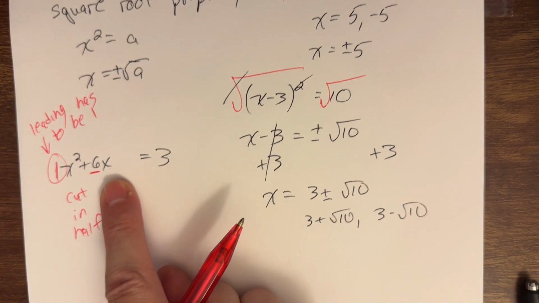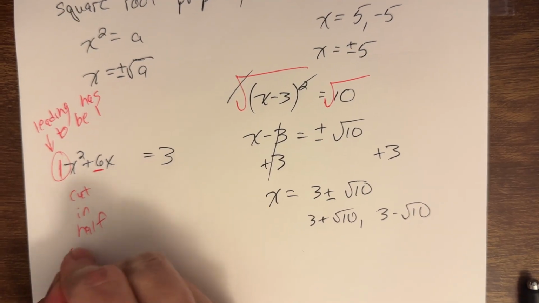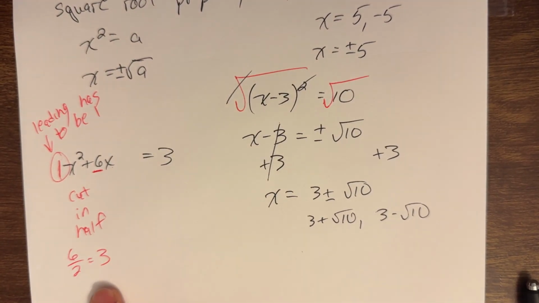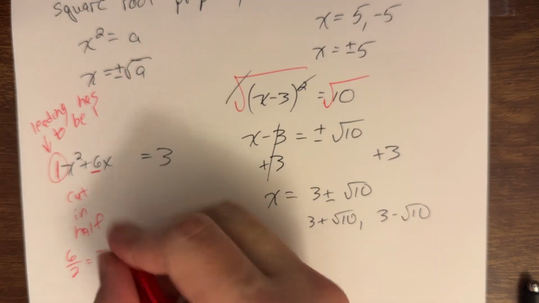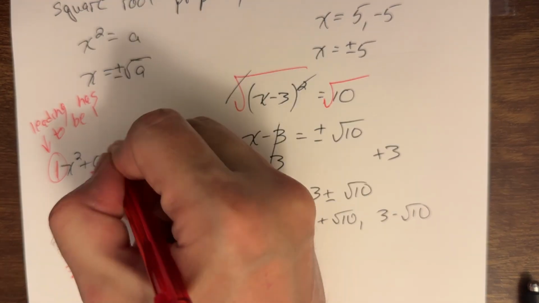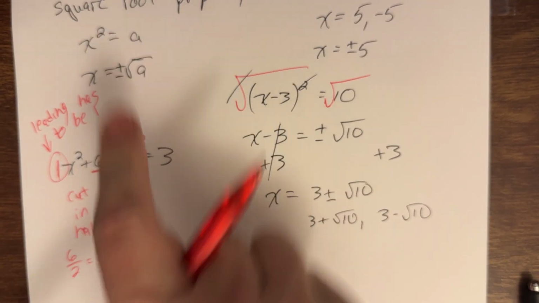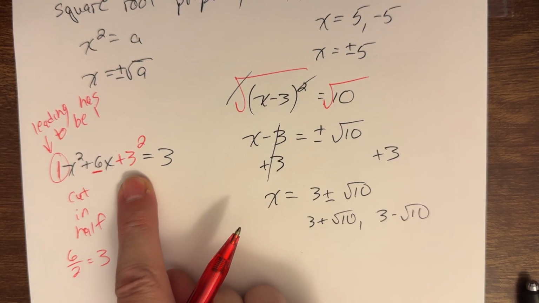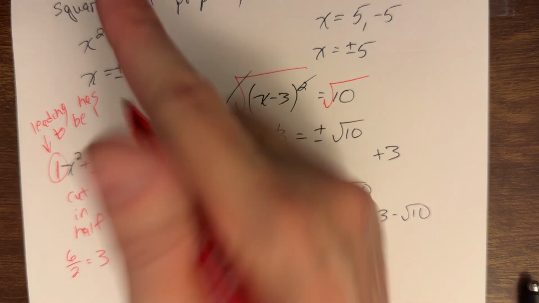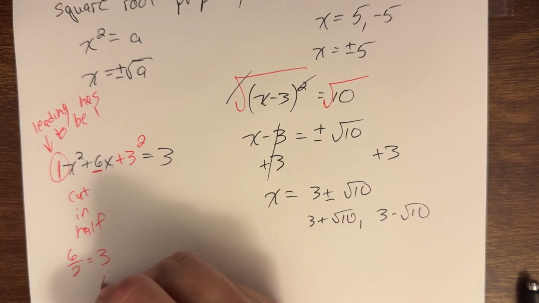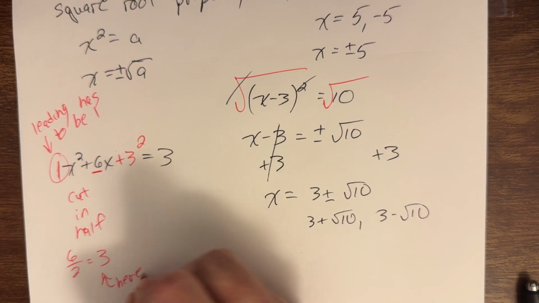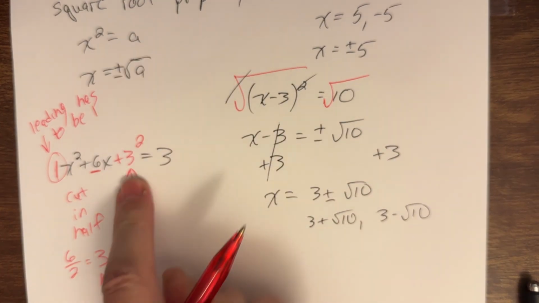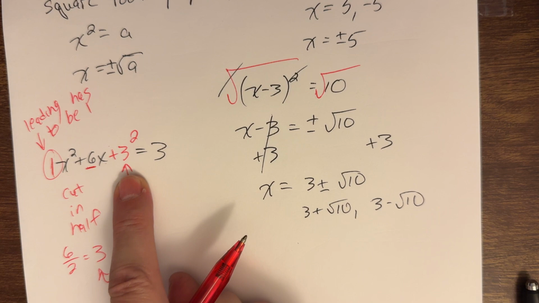Then I cut my middle term in half. 6 divided by 2 would give me a 3. Whatever I get here, I bring that into my expression or my equation, and I square it. The value here squared is what I bring back to my expression.